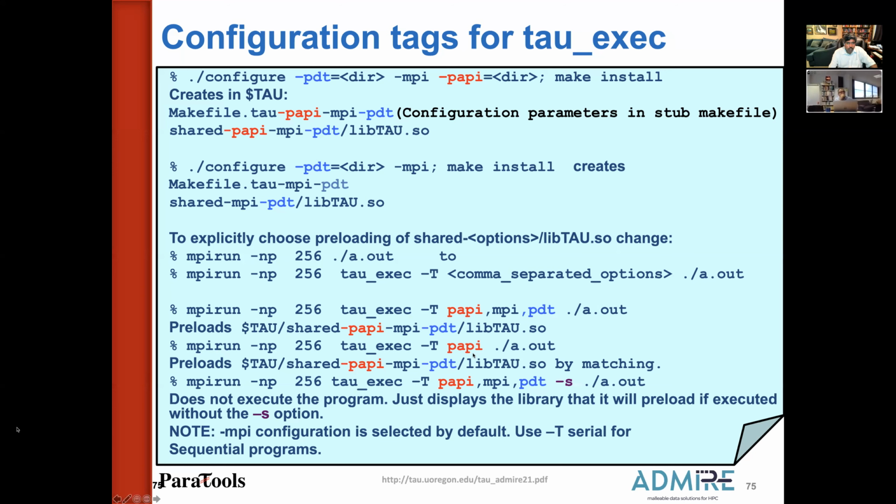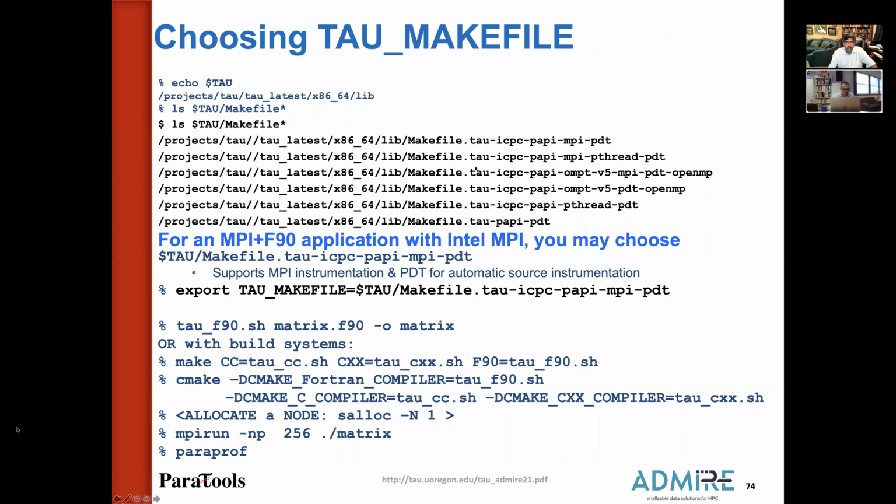If I want to see which one it actually uses, I can use a -s parameter, maybe with just MPI run 1, where it doesn't really run the application, but it will just show you what it's doing with the LD_PRELOAD and show you which library it's preloading. So if you had these set of makefiles on your system, by choosing a -T with ICPC, OMPT, V5, MPI, you'll be choosing this configuration of TAU.